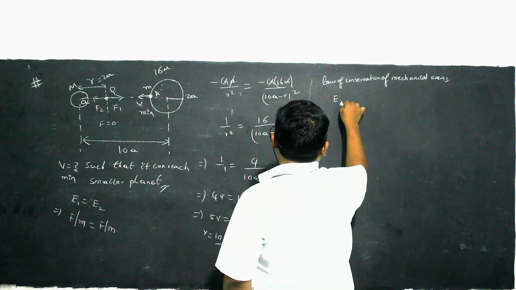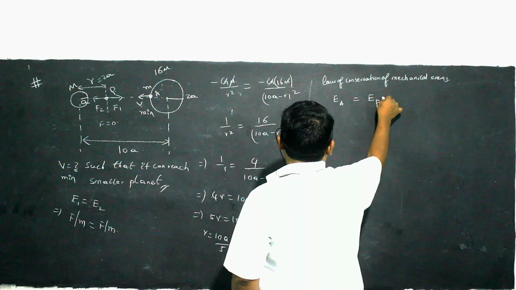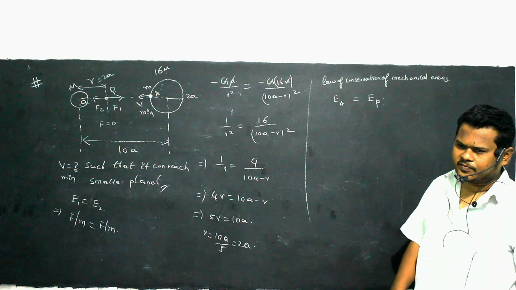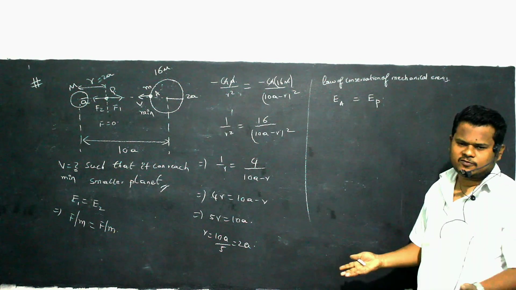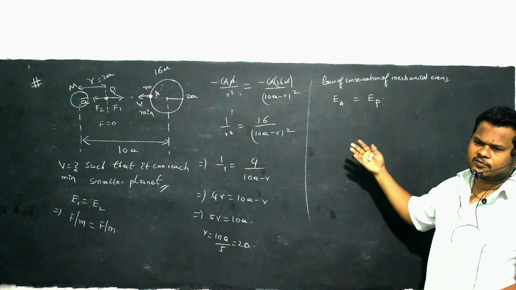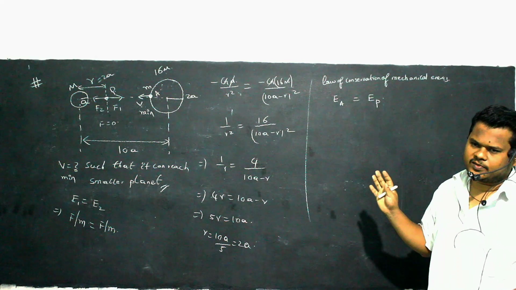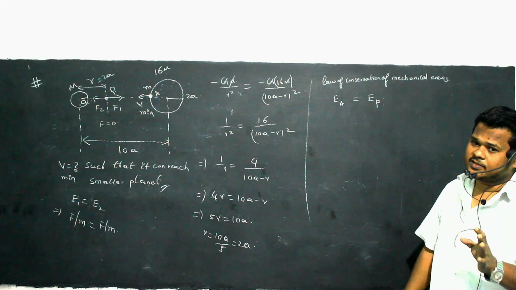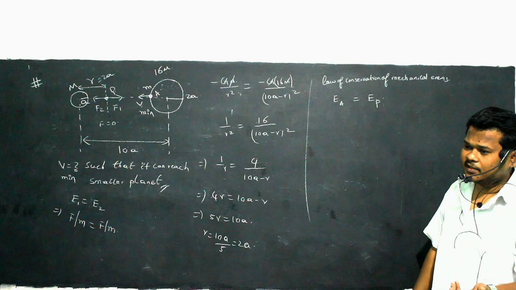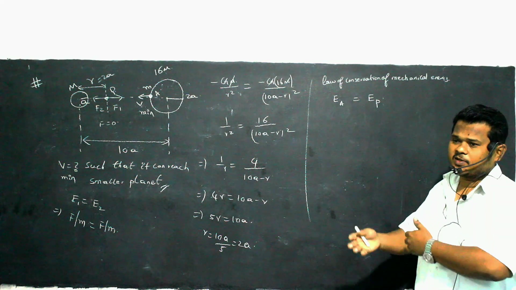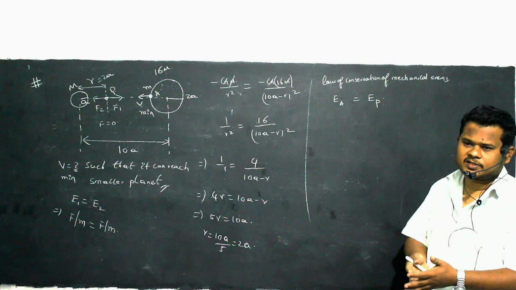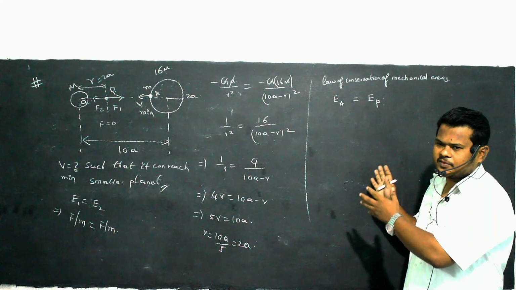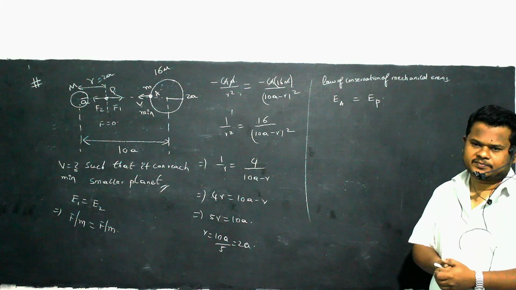So energy at point A should be energy at point P. That's all, no? Here there are no external forces acting, all the forces are only internal forces. So definitely I can use the law of conservation of mechanical energy. What is meant by the law of conservation of mechanical energy? The sum of initial kinetic energy plus potential energy should be equal to final kinetic energy plus final potential energy.